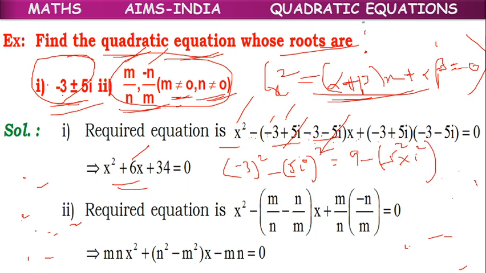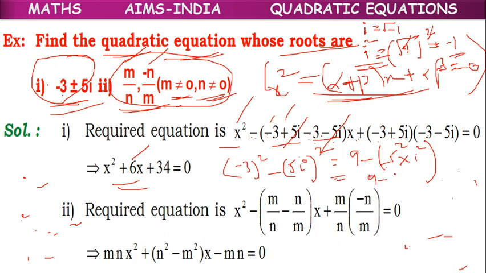But what is i square? i equals root of minus 1. So i square equals root of minus 1 whole square, square root cancels. What is the value? Minus 1. So i square value is minus 1. 5 square how much? 25.